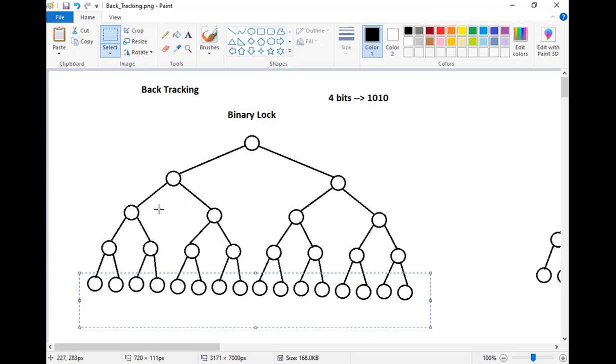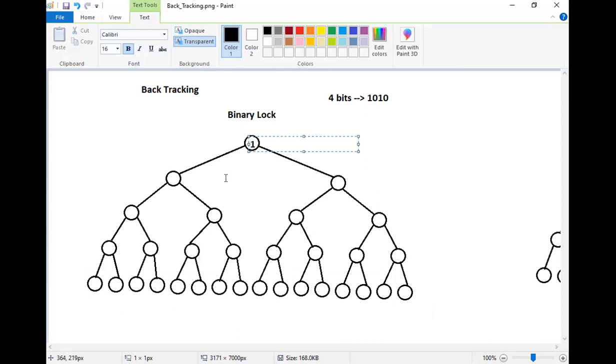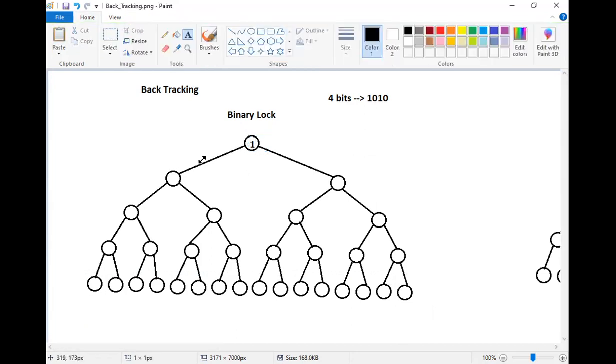Now, how can we understand that? Since it is a binary lock, binary means we can have maximum possible values as 1 or 0. The binary lock means it can have values as 1 or 0. Now what I will do is denote the topmost, the root node, as node number 1. Now I will try to find out whether I am able to unlock the binary lock or not. What I will do first, I will go with the binary value 1.